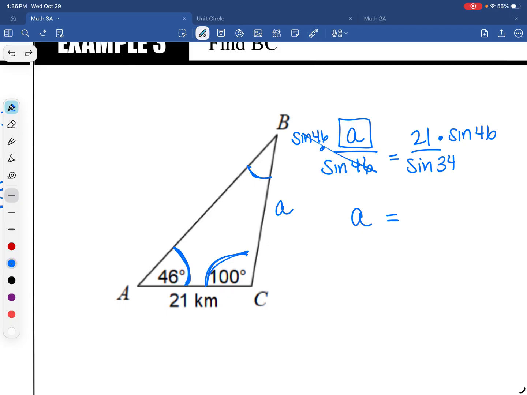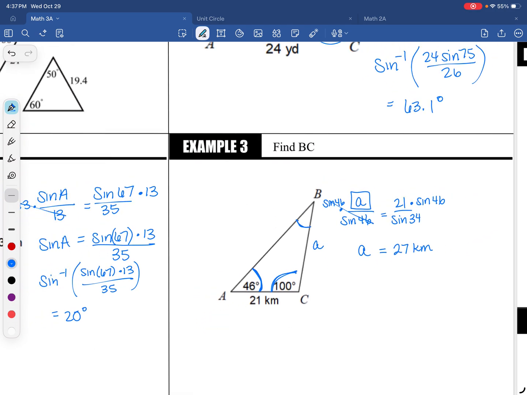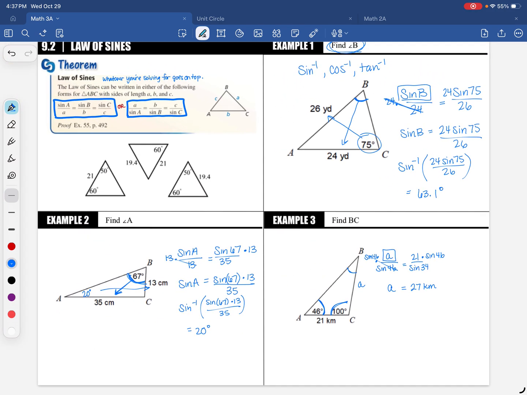So if we plug that straight into the calculator, again, I'm going to use my fraction button. So 21 sine 46 over sine 34 gives me 27.01. And that rounds down, so let's just call it 27. So that is 27 kilometers. Okay, and we're done. So that's a situation where sometimes you might want to have the sides on top instead of the angles on top.